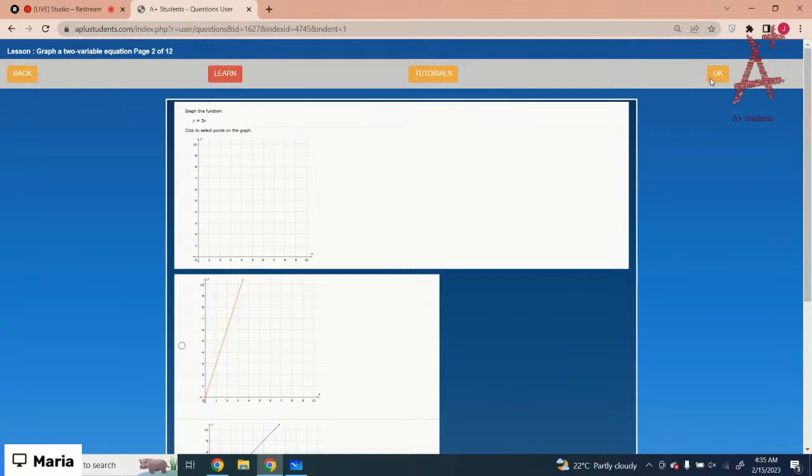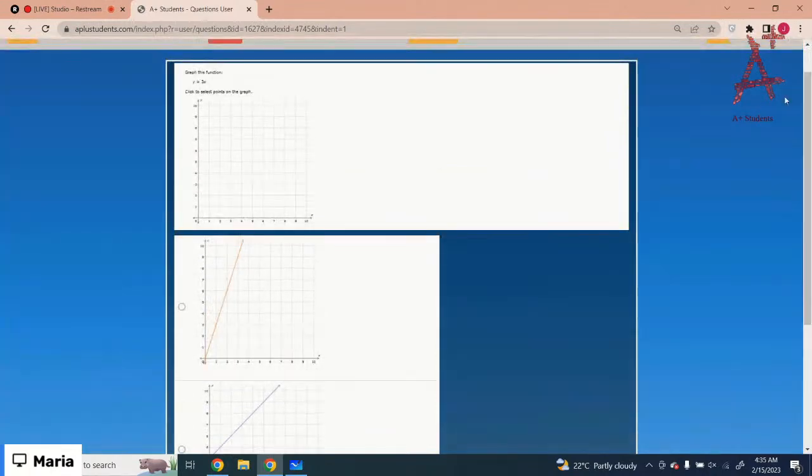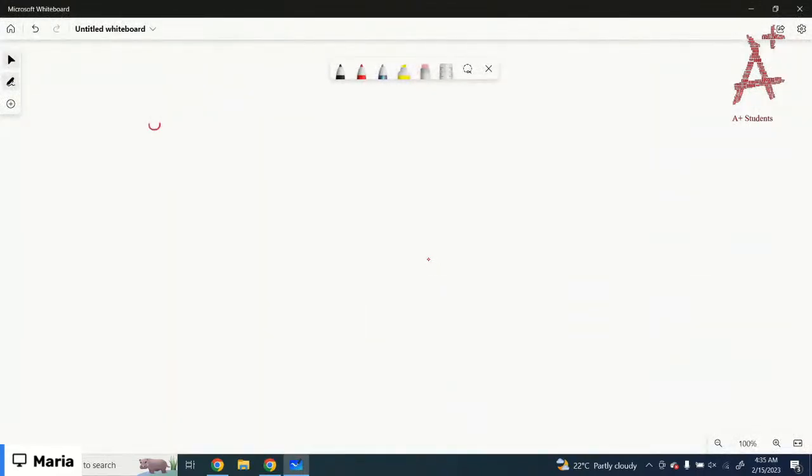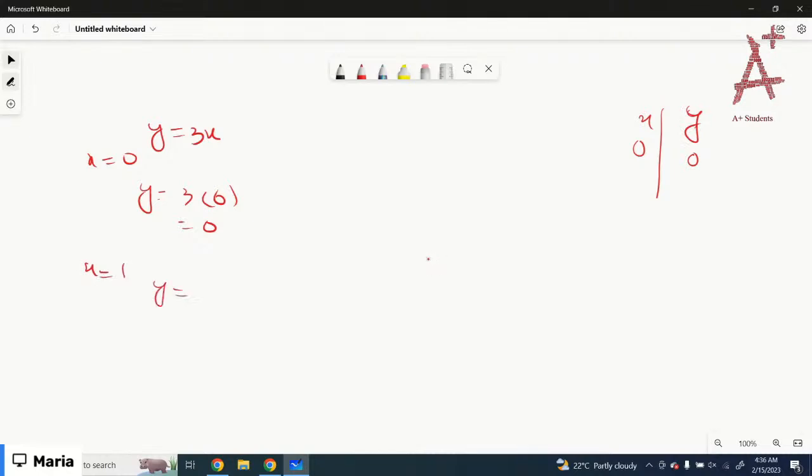Okay, the next one is y equals 3x. Just calculate different values for the equation y equals 3x. Okay, let's start with x equals 0. Then y equals 3 times 0. 3 times 0 is 0. That means when x is 0, y is 0. Got it? Okay, when x equals 1, y equals 3 times 1. 3 times 1 is 3. When x is 1, y is 3. When x is 2, y is 6. When x is 3, y is 9 because the x value is always multiplying by 3.